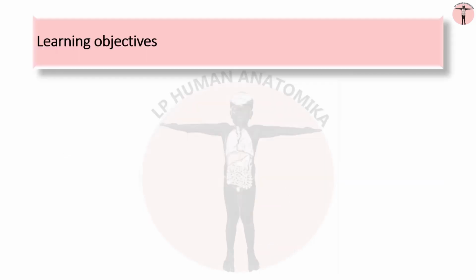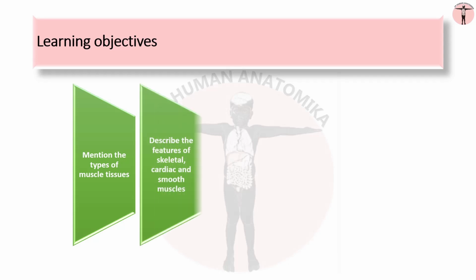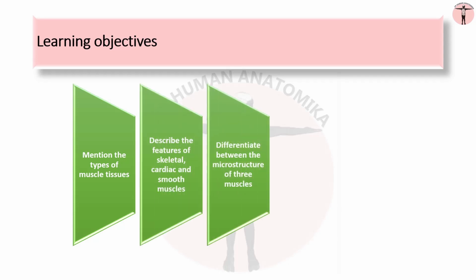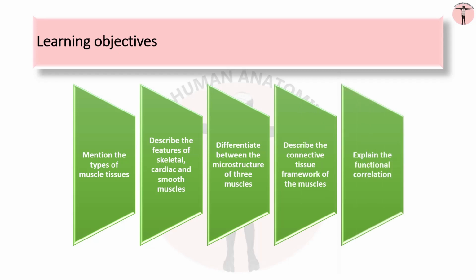The learning objectives of the session are: mention the types of muscle tissue, describe the features of skeletal, cardiac, and smooth muscles, differentiate between the microstructure of skeletal, cardiac, and smooth muscles, describe the connective tissue framework of the muscles, explain the functional and clinical correlation.